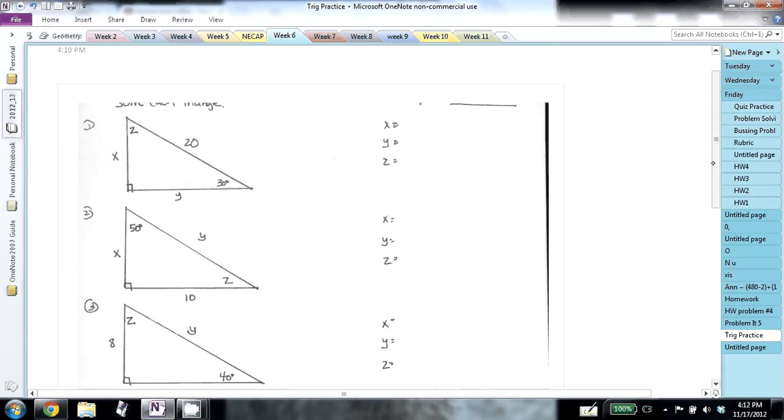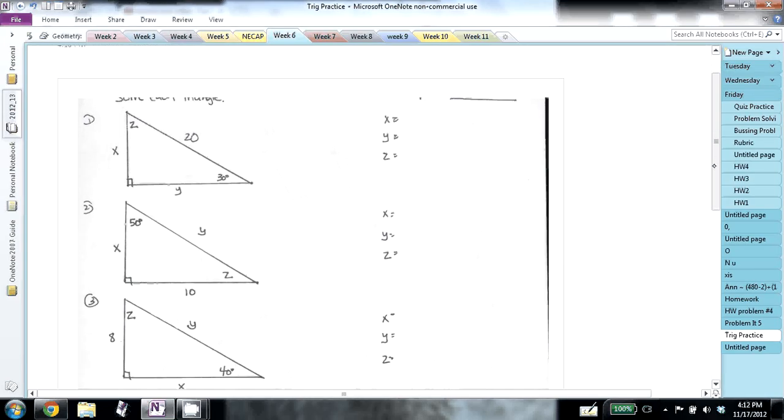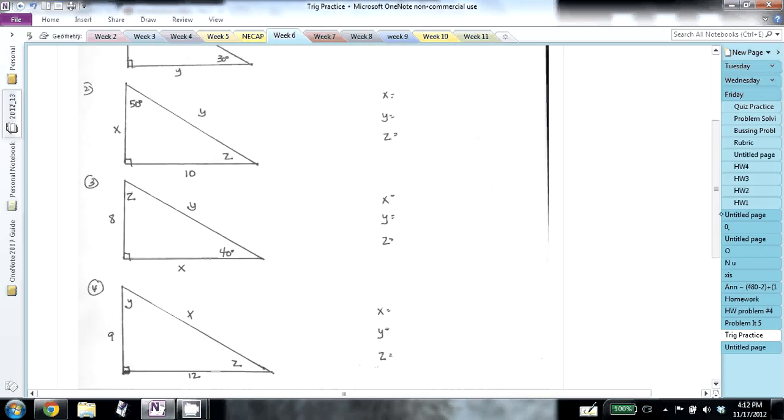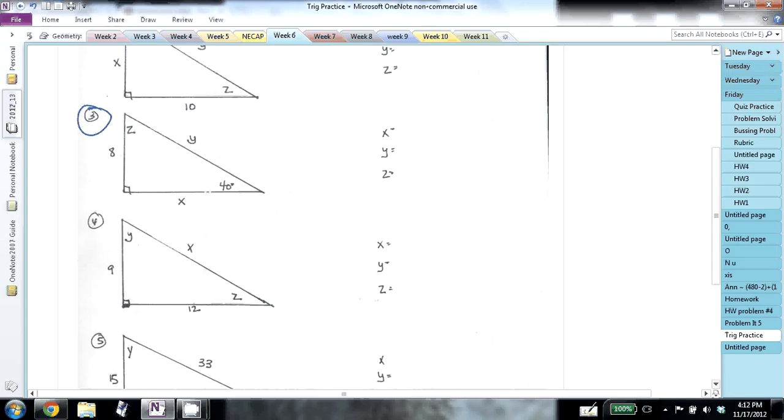I'm going to take a look at some of the trig problems that we did in class on Thursday. And I'll do one from each side of that sheet. And we'll start off with number 3. So number 3, you're actually asked to find 3 different values.